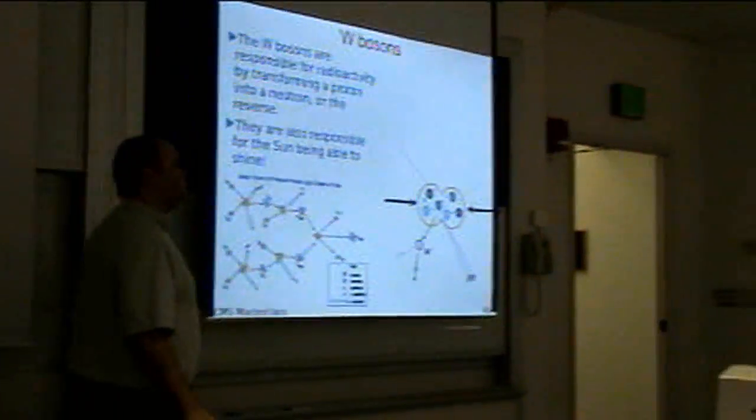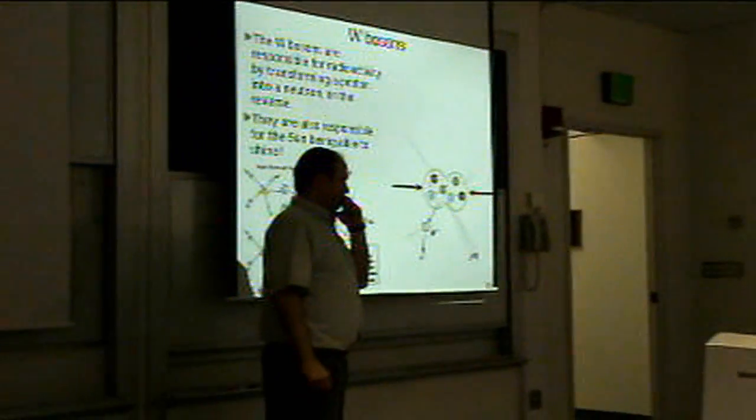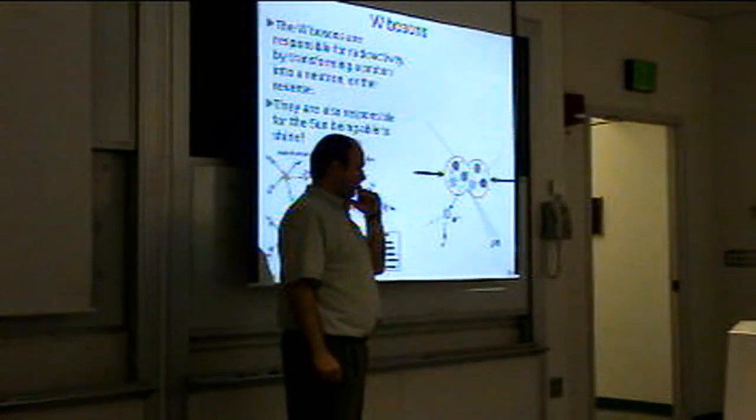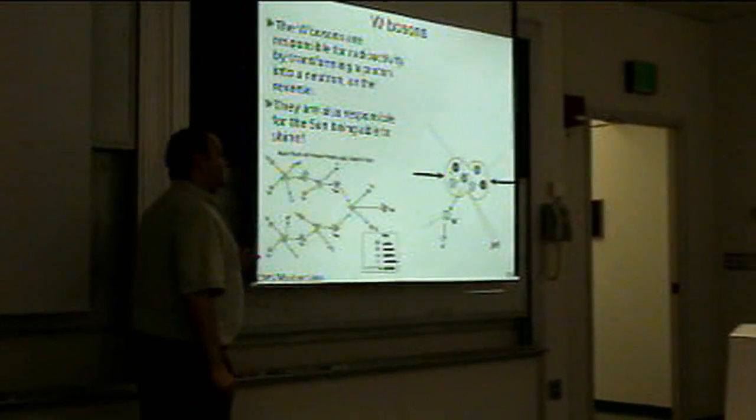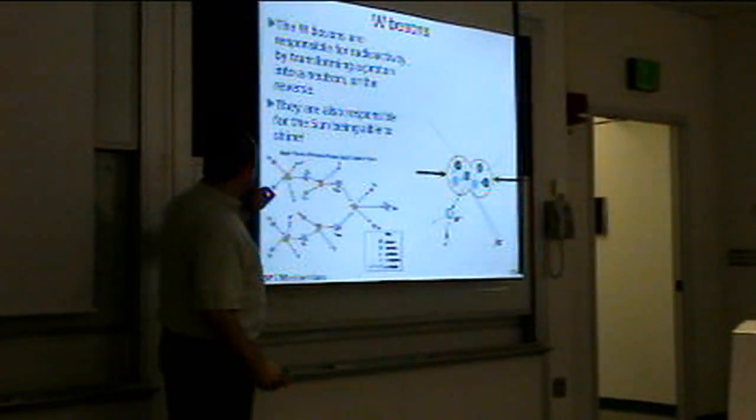Yes? In what way does the boson turn the proton into a neutron? Like, does it get the quark from a different source? Well, it is these collisions, right?